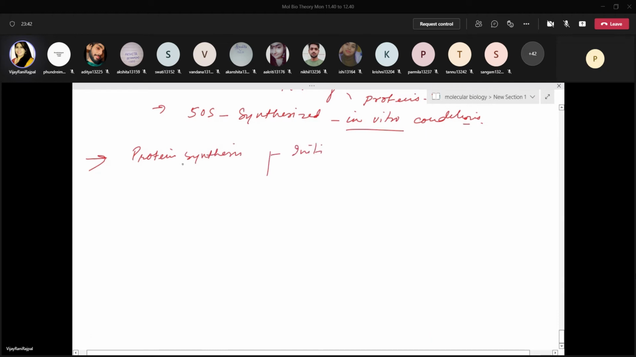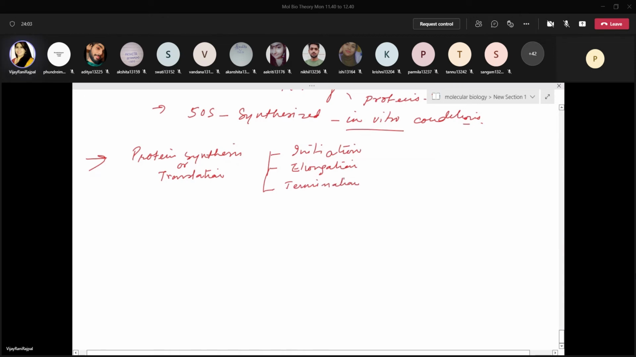Initiation, protein synthesis or translation is one and the same thing. If I say translation is achieved in three steps, it's okay: initiation, elongation and termination. Every step is important.